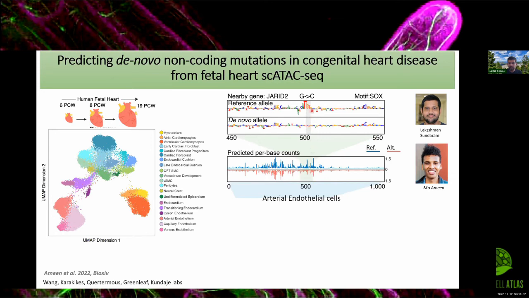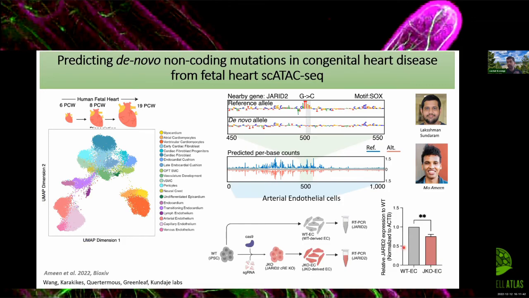Here's an example of a de novo mutation that is predicted to disrupt the SOX motif inside an enhancer that links to and regulates the JARID2 gene. And we've again designed CRISPR experiments in iPSC-derived endothelial cells, and it beautifully validates the effect of that enhancer. You can see a small effect size, but a significant effect size of that specific mutation on JARID2's expression.